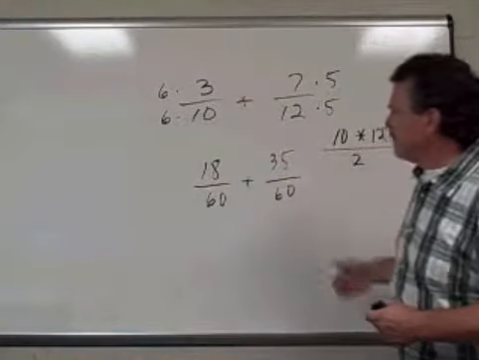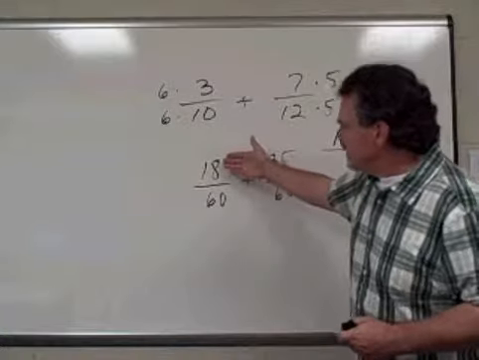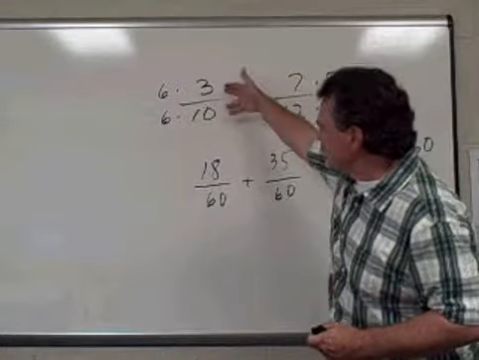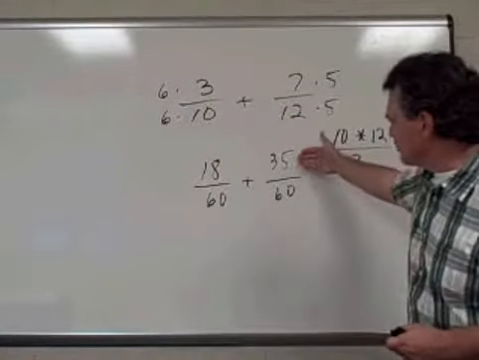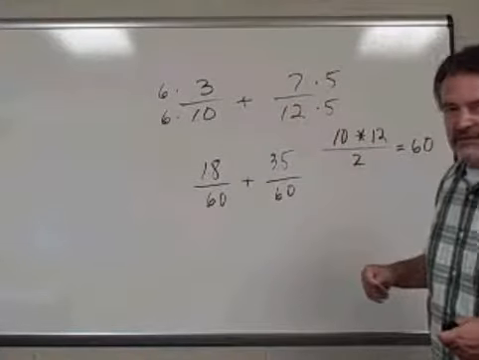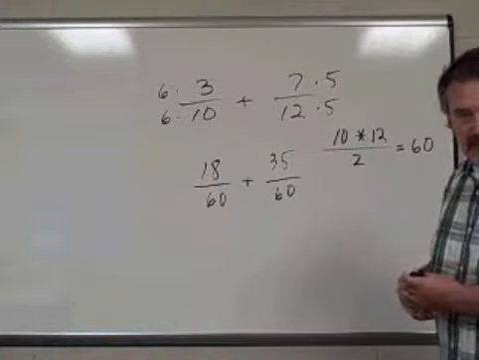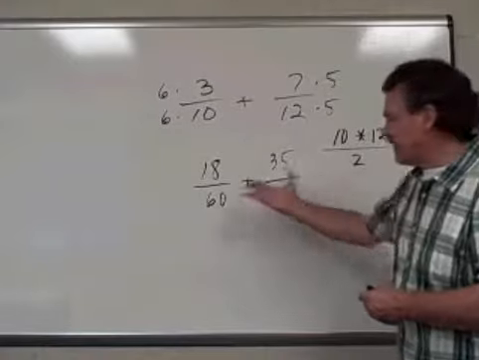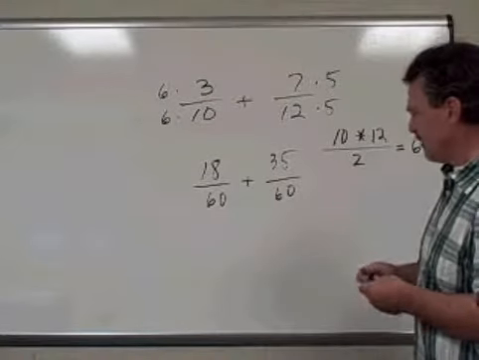Now, these are equivalent fractions, and I think we can see that. You could reduce 18/60, it would reduce to 3/10. If you reduce 35/60, it would reduce to 7/12. They are expressing the same quantity. Now, we can add them because they are fractions with the same denominator.